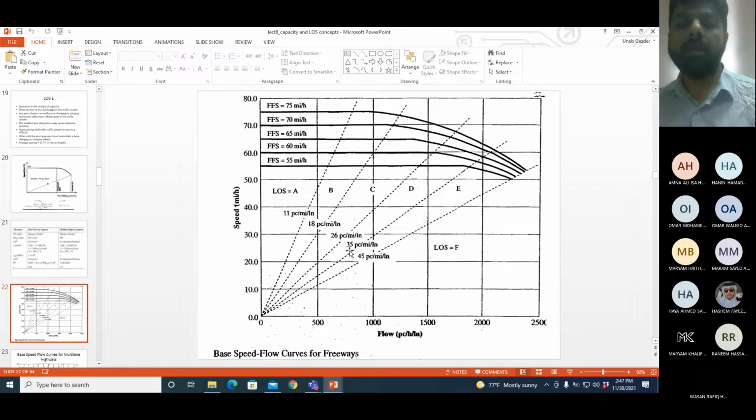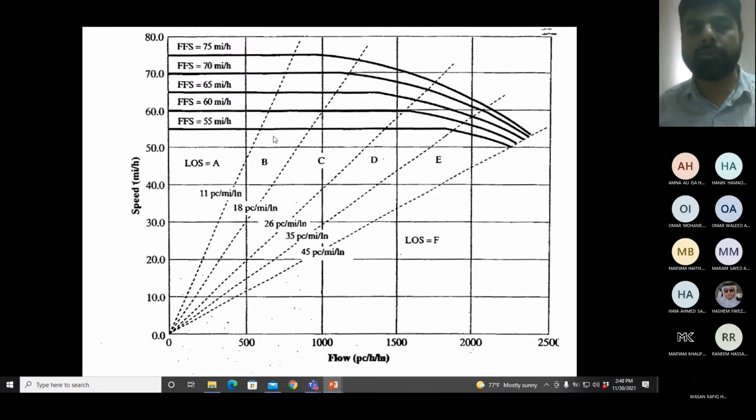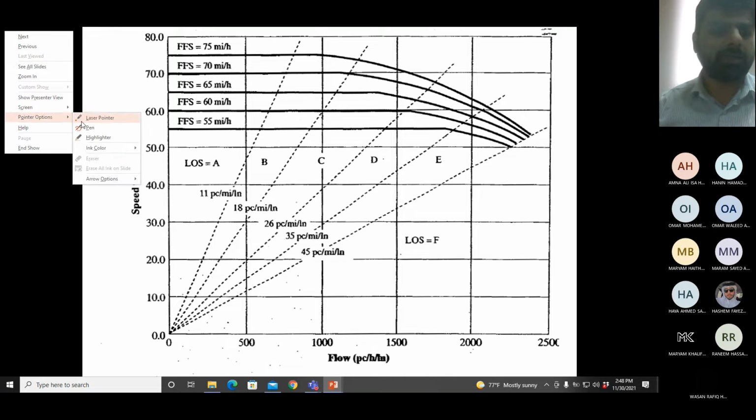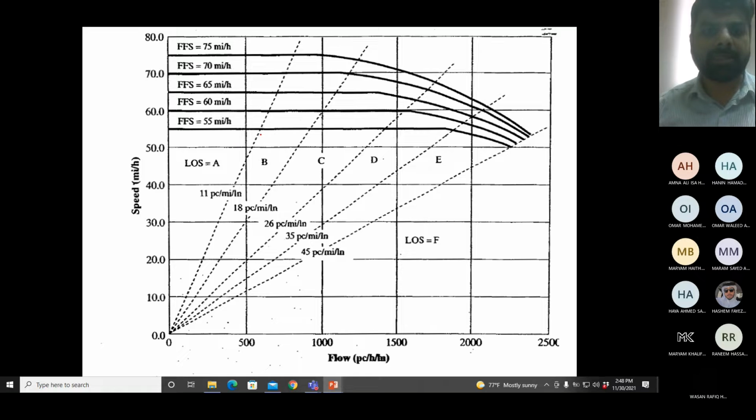Now what should we do with these lines? Wherever the line is intersecting the curve, the value of the flow will become the service flow rate for that level of service. For example, you see this is a line for level of service A, right? So if your free flow speed is 55, how much is the service flow rate for A? This value.